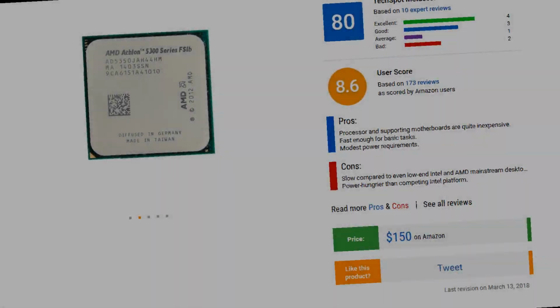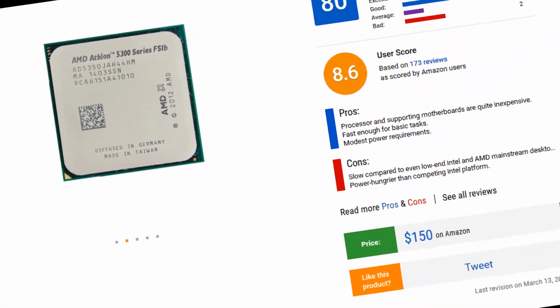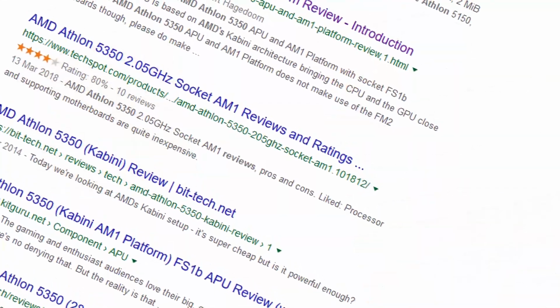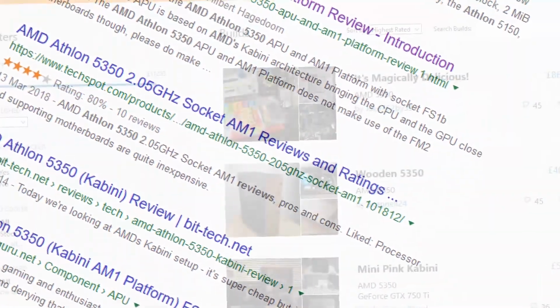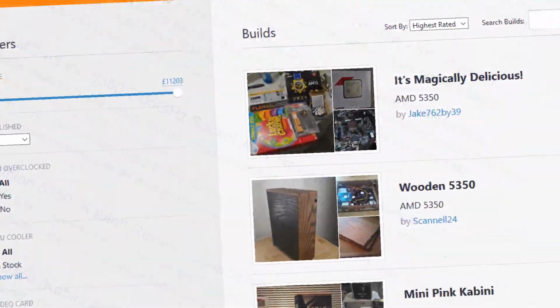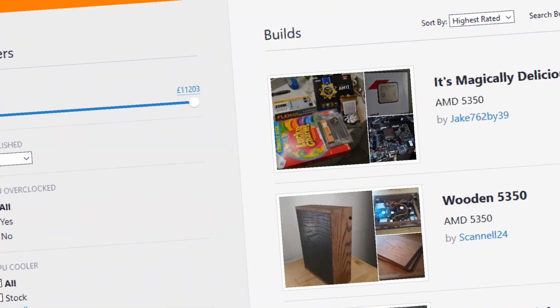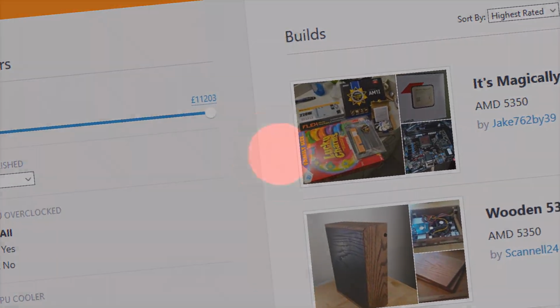Socket AM1 is an odd one. Back when it came out, the internet was clamoring to call it the best budget option available, with 4 cores on the cheap, based on a similar architecture to the current consoles. But now, in 2019, just how is the state of the platform?